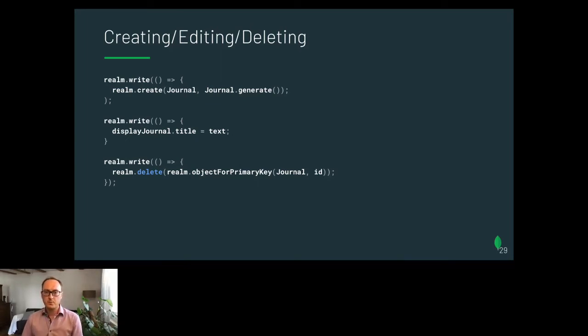And then if you want to delete something, basically you just provide what's coming back from a realm object creation or a realm query into this delete function, and then it'll remove that from the database. In this example, I'm just grabbing a journal by the ID primary key.